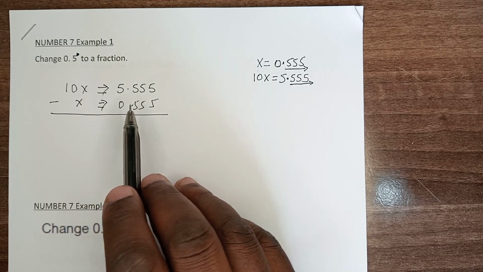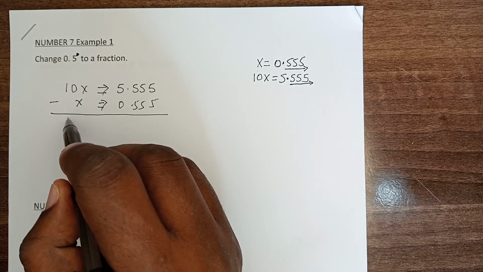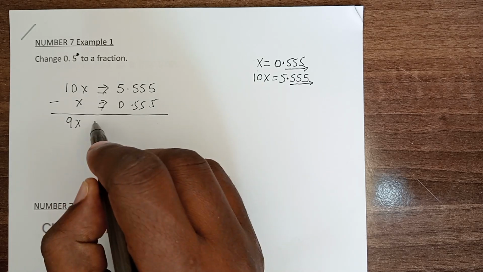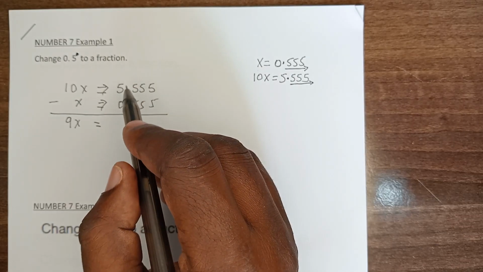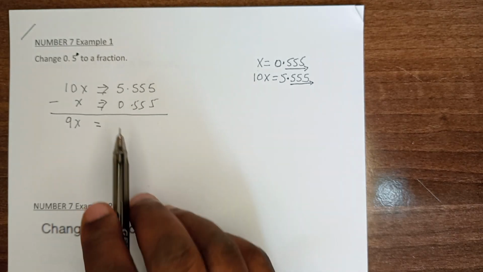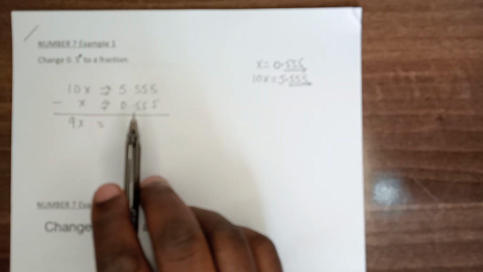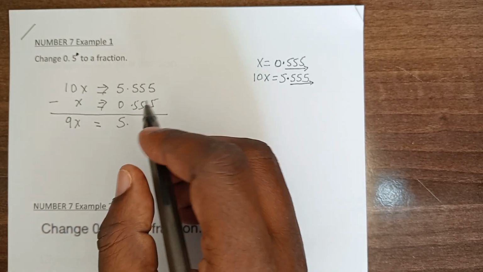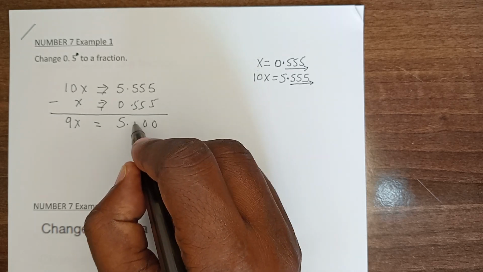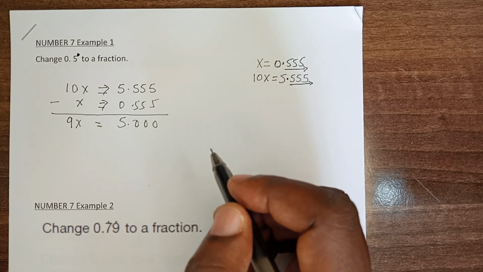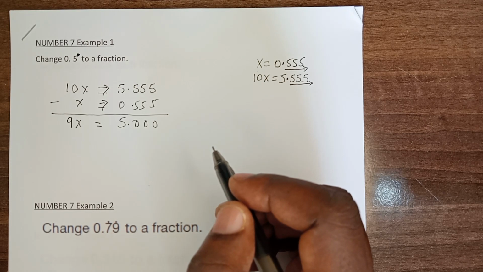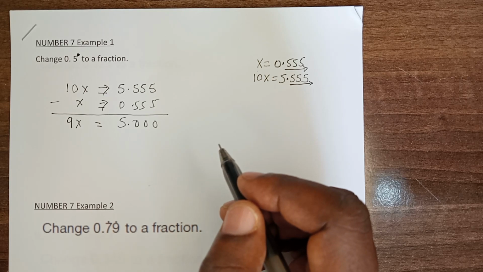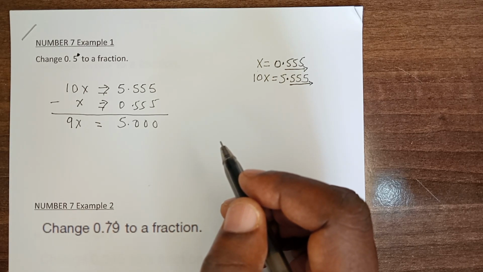When we subtract the two, 10x minus x, we get 9x, which is equal to 5.555... minus 0.555..., which is actually 5. This is 5.0 because we have 0, 0, 0. The reason why we should get two numbers which are identical after the decimal point is so that after subtracting, we will get 0 after the decimal point.